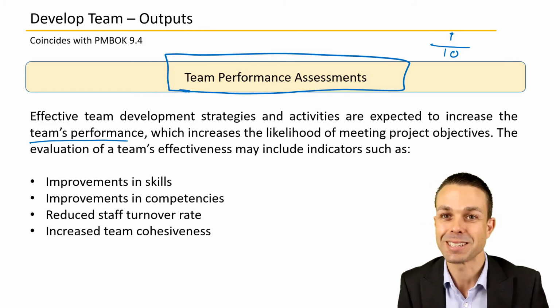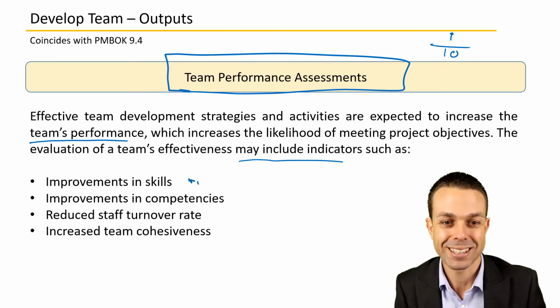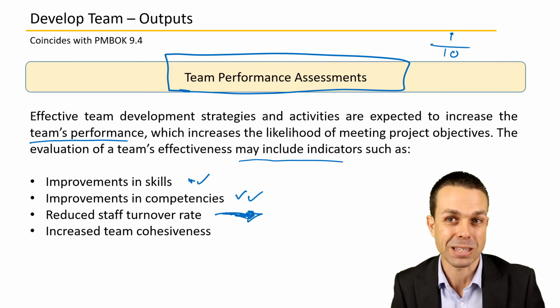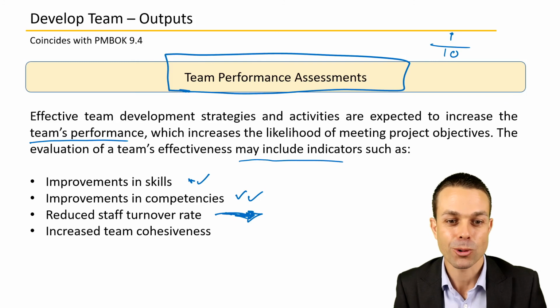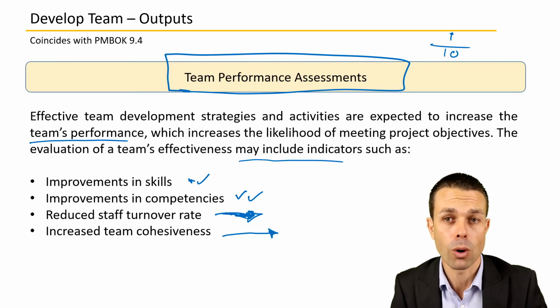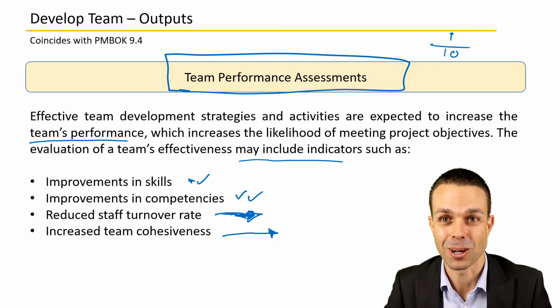The evaluation of a team's effectiveness may include indicators such as improvements in skills, improvements in certain competencies, and reduced staff turnover rate. So do we have people staying on our project because they enjoy working on our project? That's probably a good sign. And increased team cohesiveness. So is everyone working together? Is there less conflict within the team, or more friendly or a positive conflict where we're still able to challenge but also still able to get the work done?